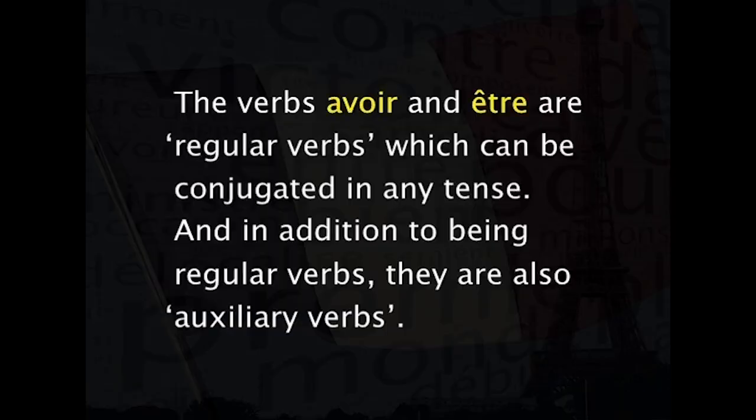Let me underline at this point a slight difference in terminology. The verbs avoir and être are regular verbs which can be conjugated in any tense. And in addition to being regular verbs, they are also auxiliary verbs. This means they help in the conjugation of the verbs by forming the compound tense. Having clarified this point, let me now show you how the verbs avoir and être are conjugated in the present tense. Once you learn their conjugation, you can conjugate any French verb in the compound past tense.